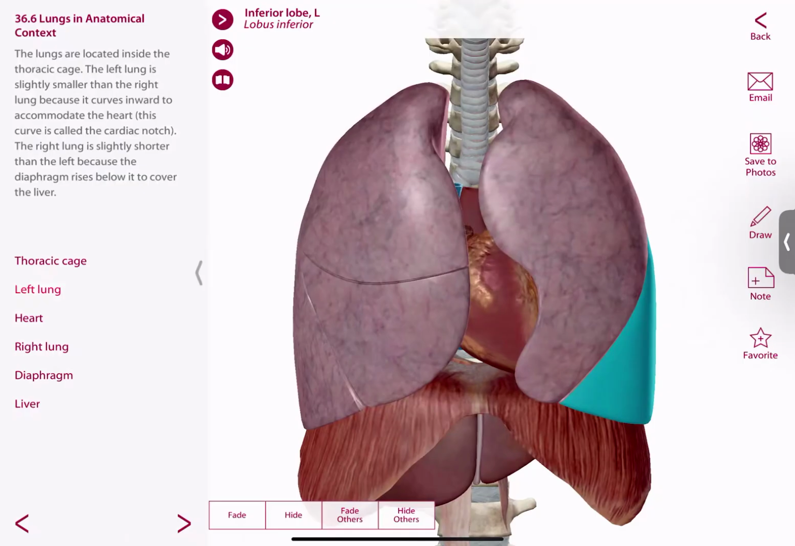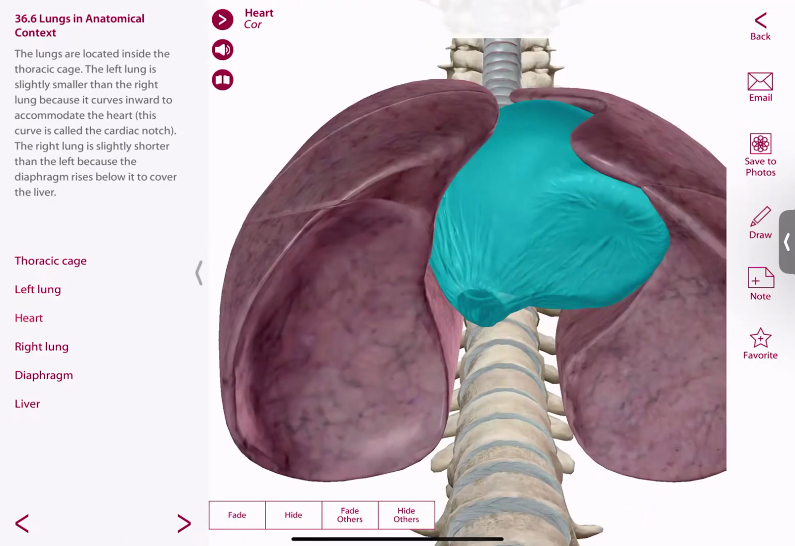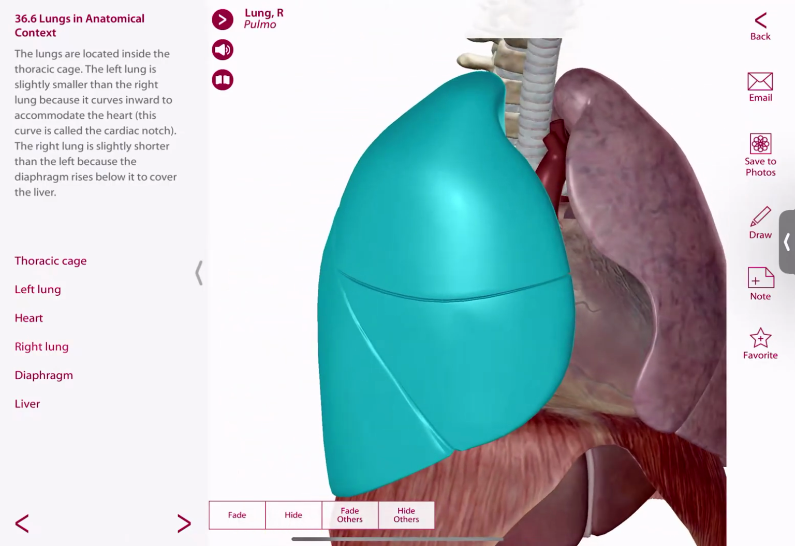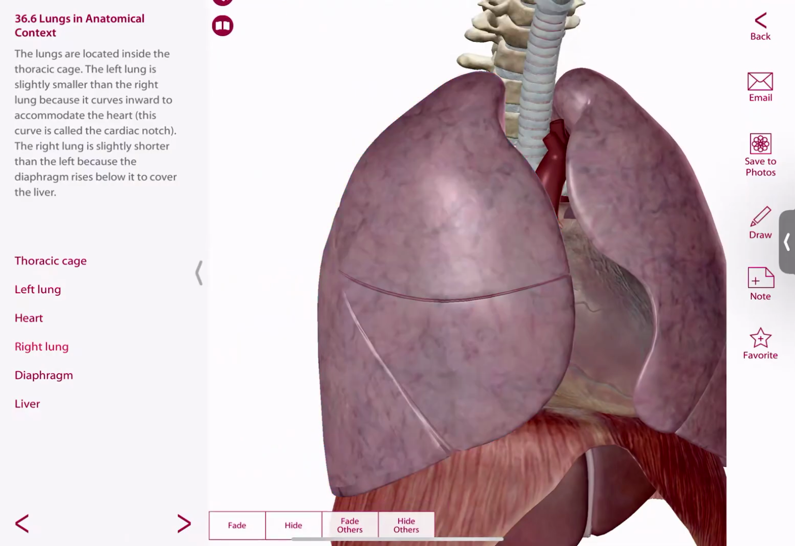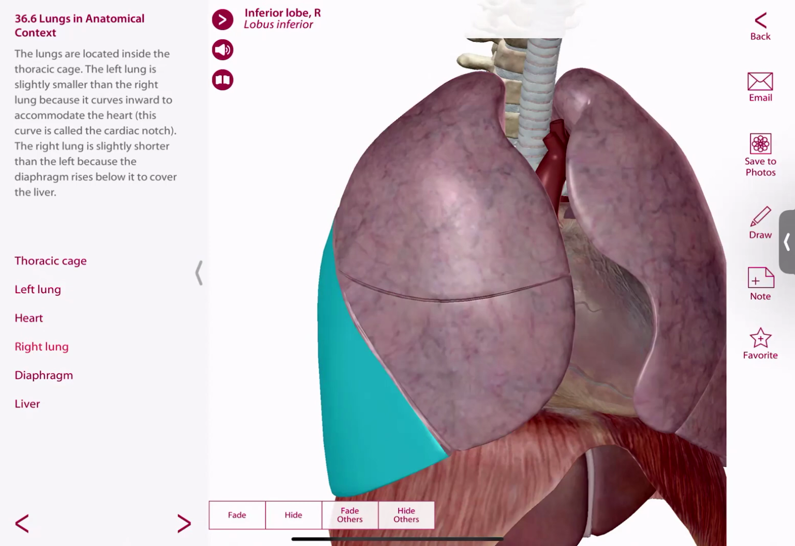Now, you can see the position of the heart. That's exactly in between the two lungs. Now, that's the right lung, slightly larger, divided into 3 lobes. The superior lobe, then you have the median lobe, the middle lobe, and then you have the inferior lobe.